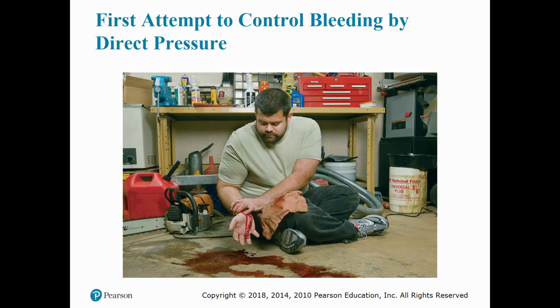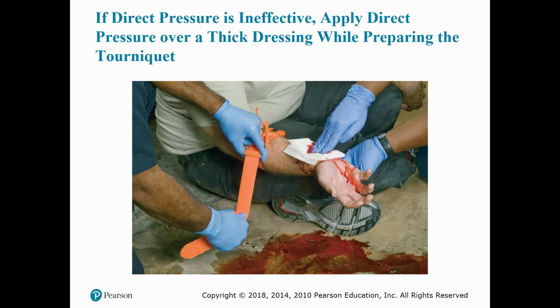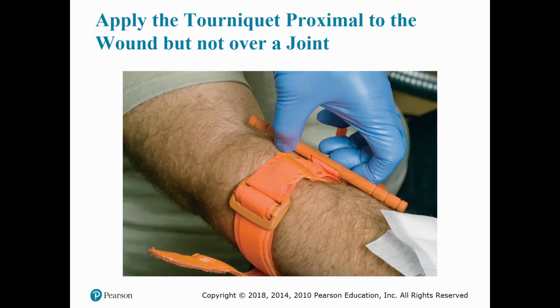The first thing we want to do before application of a tourniquet is to attempt direct pressure. But if that does not work and the wound continues to bleed, we may then apply that tourniquet. When applying a tourniquet, we do not want to apply it over a joint, because if that patient begins to move their arm, it could cause that tourniquet to become dislodged.